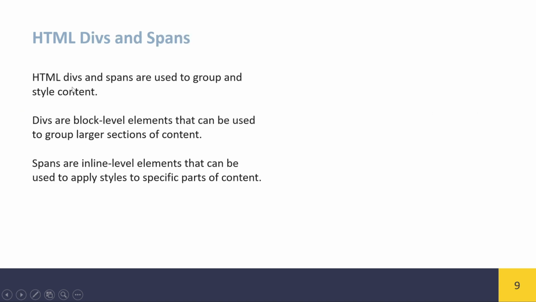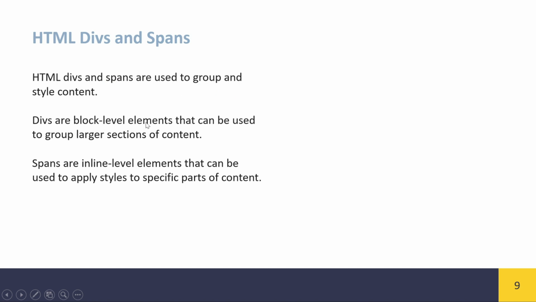HTML divs and spans. HTML divs and spans are used to group and style the content. This div tag is used to store the content. If we want to store a heading and a paragraph both together in a container, then we have to use the div tag. So this div tag is used for storing the content. And the span tags are used for styling purposes.